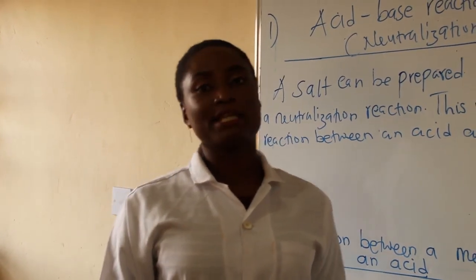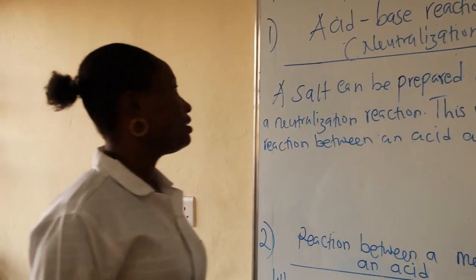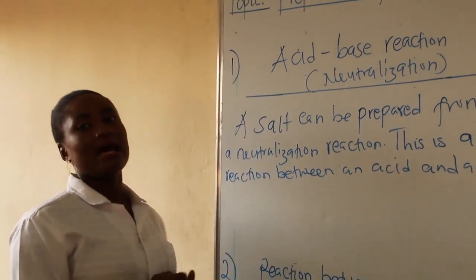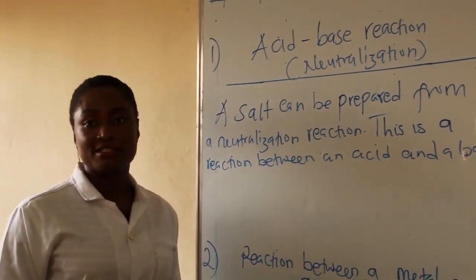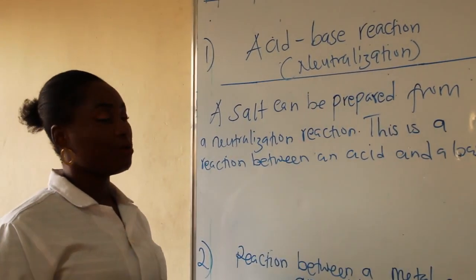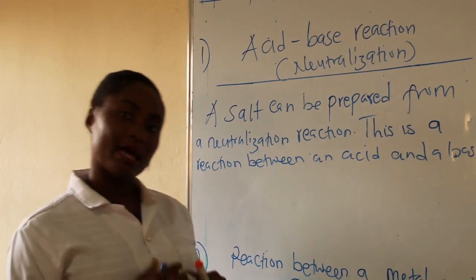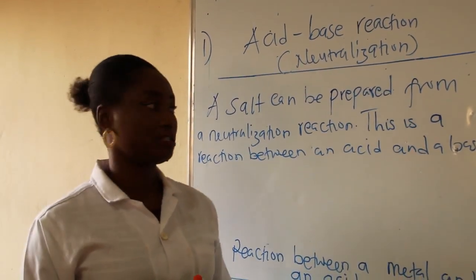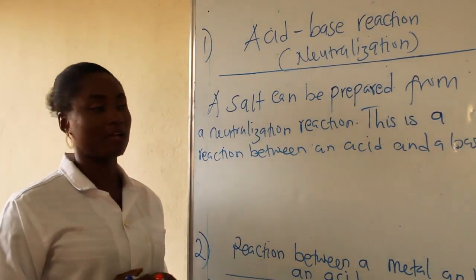Alright, let me explain the different ways salts are formed or prepared. Now, salt can be prepared from an acid and base reaction. It is also called neutralization reaction. If you can remember, in our last topic, we looked at how an acid reacts with a base, and that process is called neutralization reaction. So a salt can be prepared from this reaction.